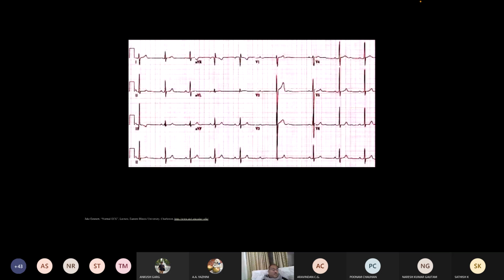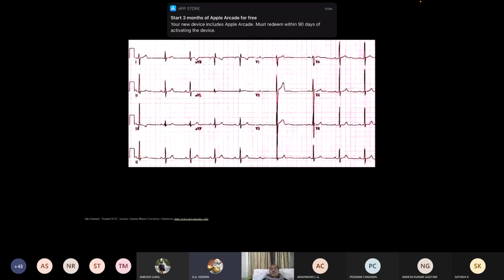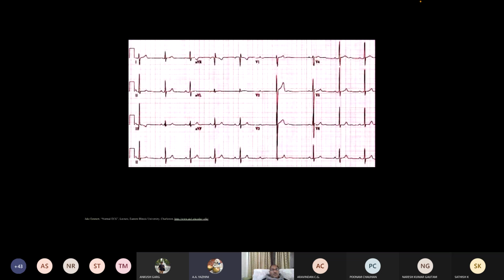Look at the axis. Here lead 2 has the highest positive R wave, so it is a normal axis. Okay, so normal axis is done.